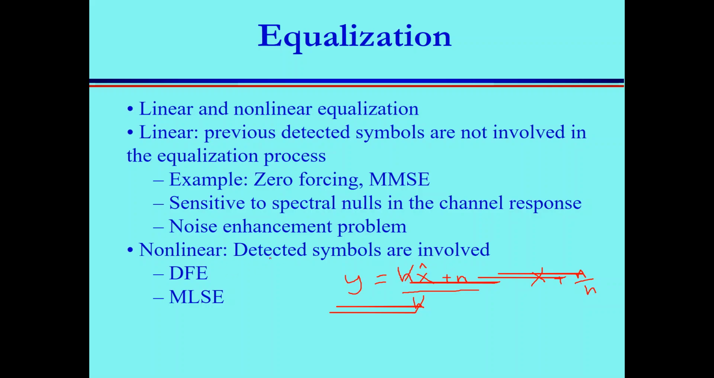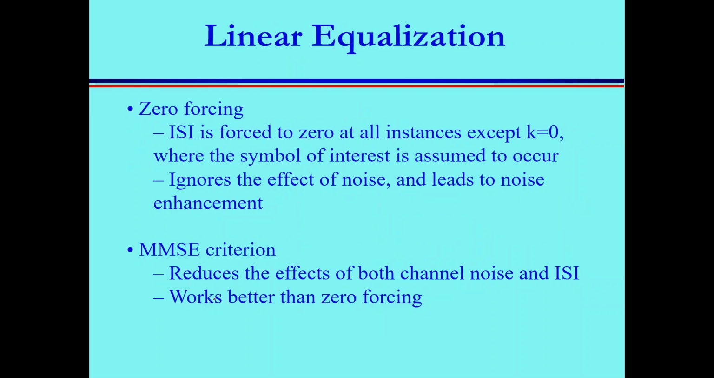Now, nonlinear equalizers. These equalizers depend on the previously detected symbols, not only on the current one. Examples of these are the decision feedback equalizer and the maximum likelihood sequence estimator. So these are the two nonlinear equalizers that we use. Now, let's understand these equalizers more.